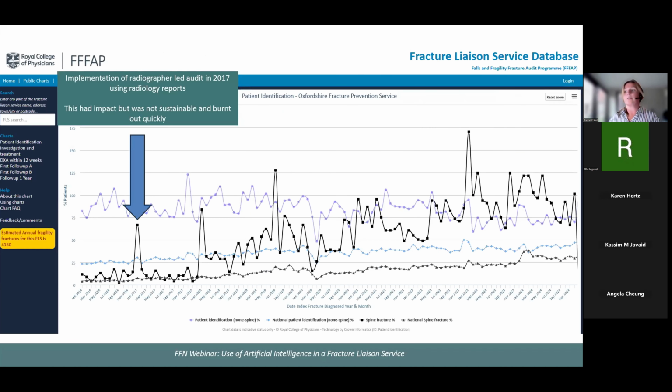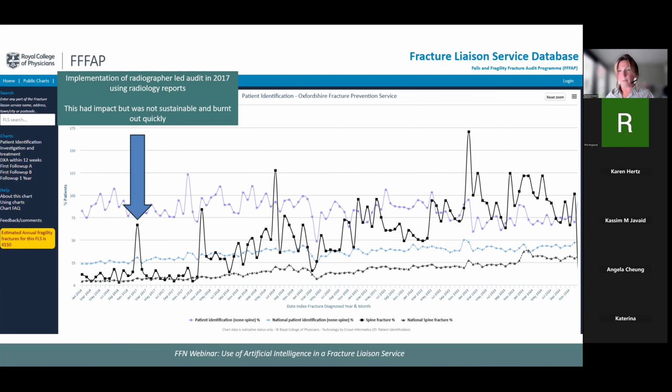And so what that looked like was a bit of a journey. This looks at our vertebral fracture identification from back in 2016 up until present time now. And so I've picked up some points and the different things that we used and how we came to end up using AI to do that more consistently.